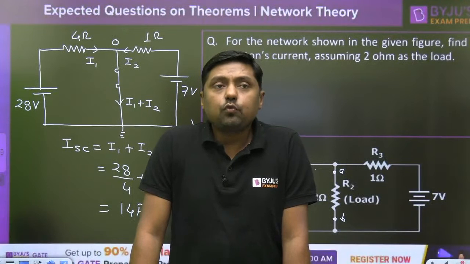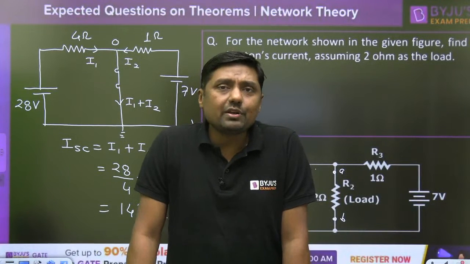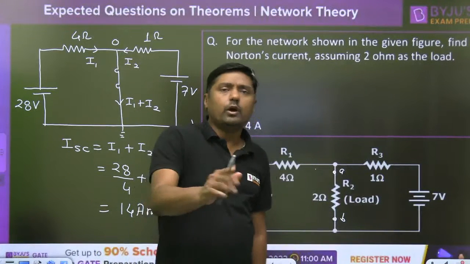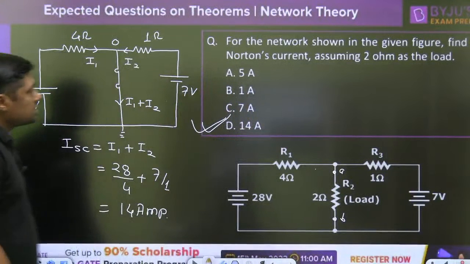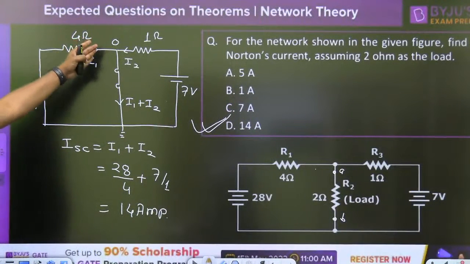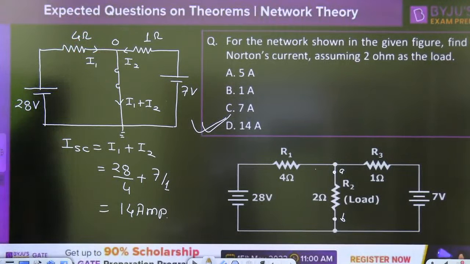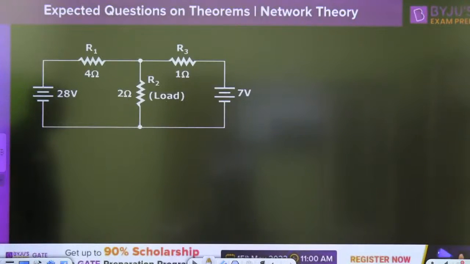Okay, 14 ampere. How much time is required to solve this type of question? Within 1 minute we can solve this type of question. Norton's current means short circuit current. 14 ampere. Now, next one.